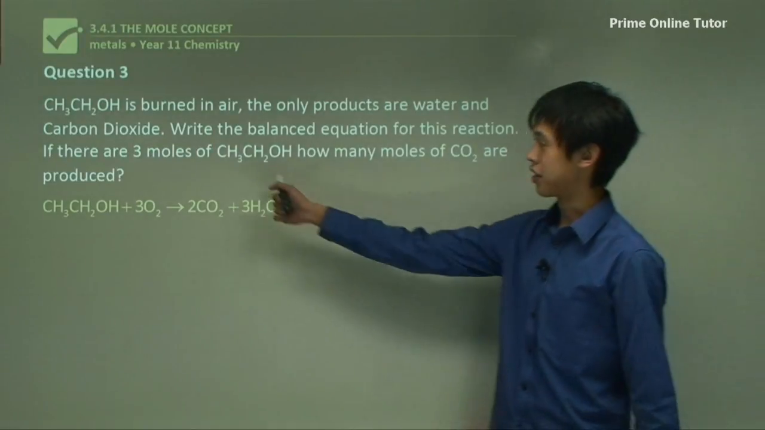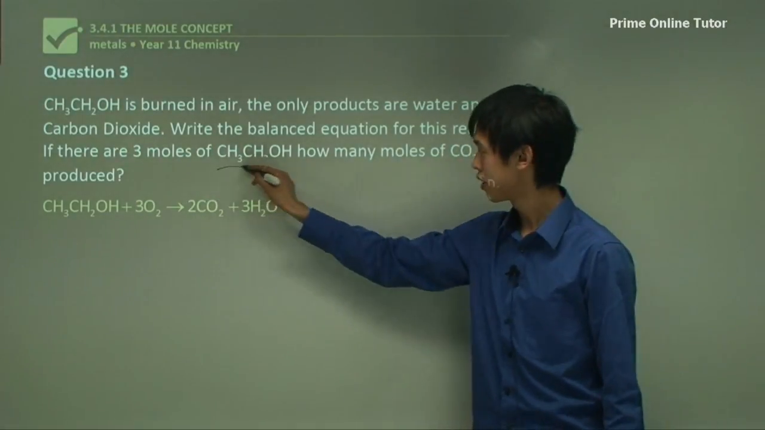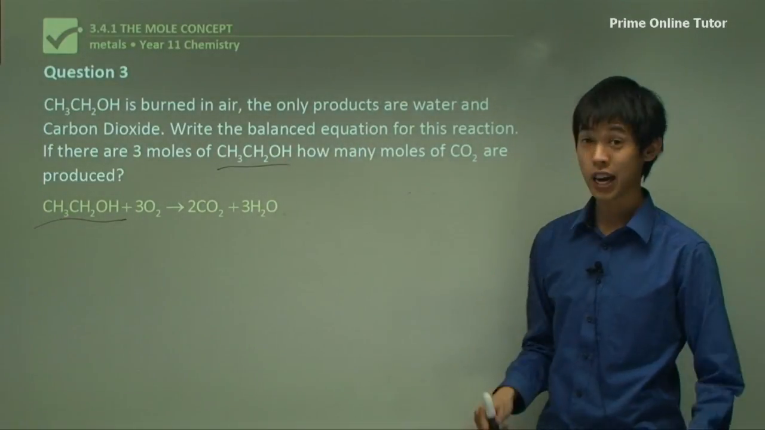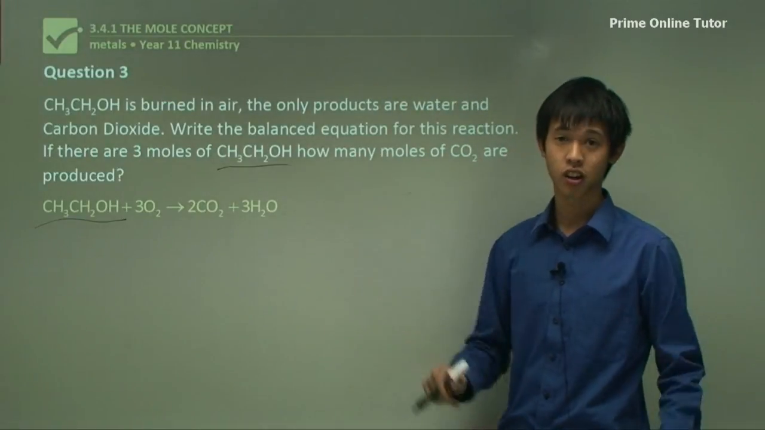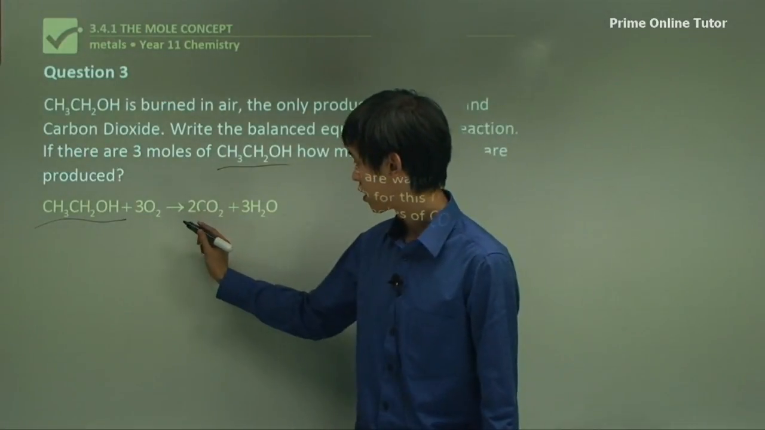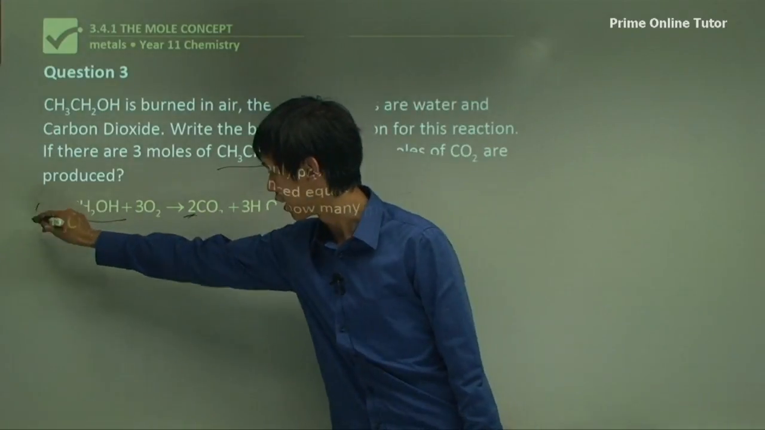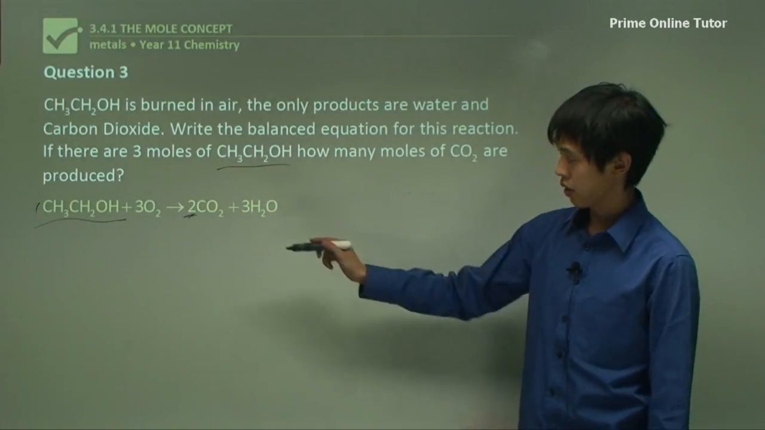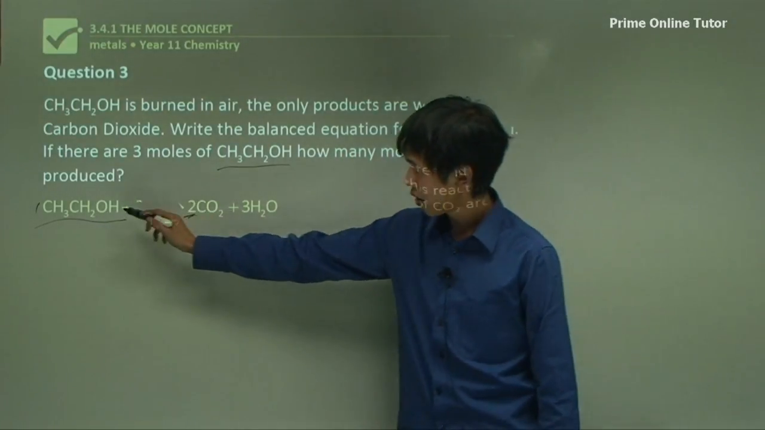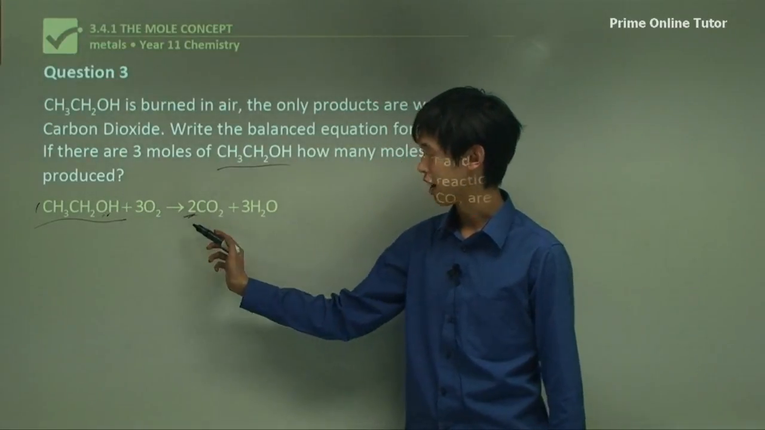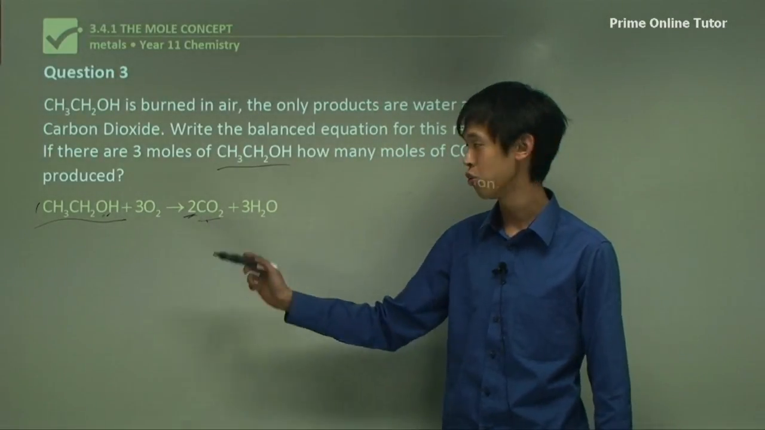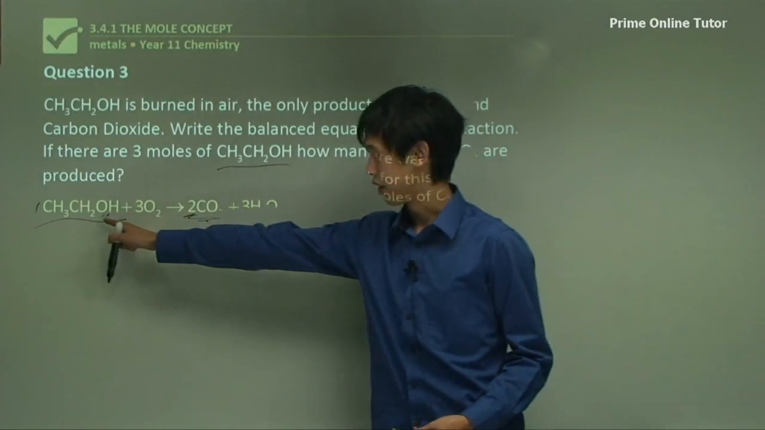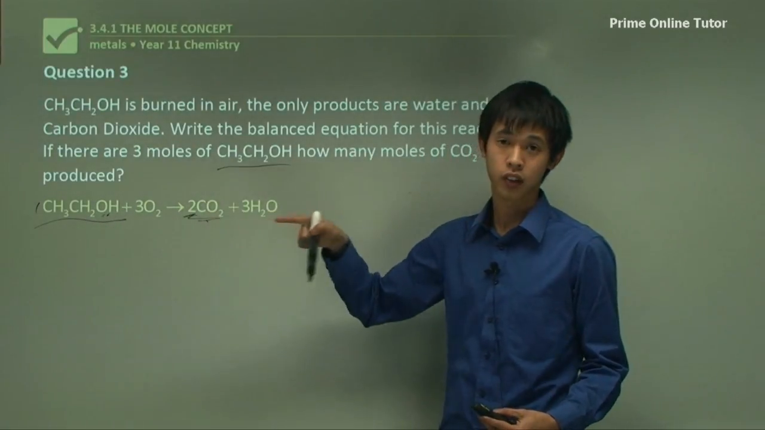Now, this question. If there are 3 moles of this, which is this, how many moles of CO2 are produced? Well, now we look at those stoichiometric coefficients that I mentioned earlier. So you can see there's a 2 here and a 1 here, because these are the 2 chemicals we're interested in. Now, for every 1 mole of this, we have how many moles of this? Well, we have 2 moles of carbon dioxide. So for every 1 mole of ethanol, we produce 2 moles of carbon dioxide.